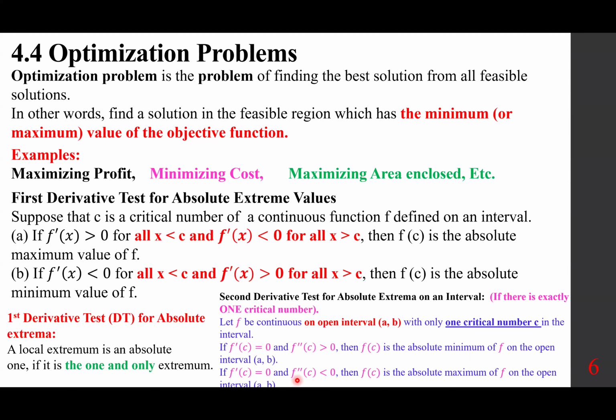If f prime is 0 and f double prime is negative, then f of c is the absolute maximum of f on the open interval of a to b. In short, both of them refer to the following fact: if you happen to have one critical point, everybody, and an open interval, local becomes absolute. Whether you go with the first or the second derivative test makes no difference.